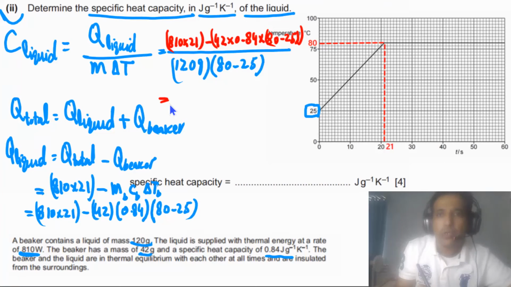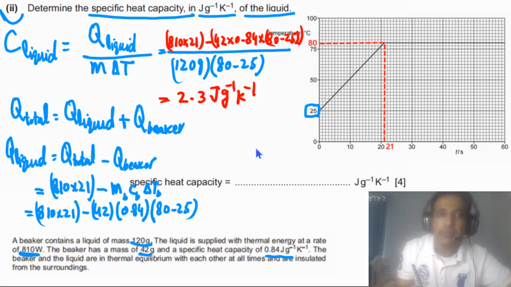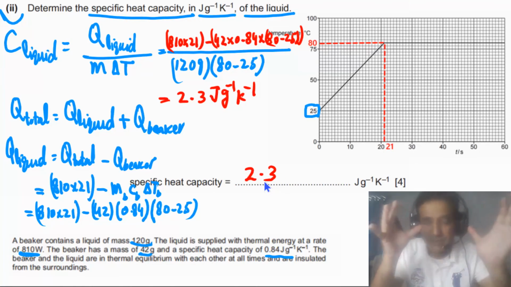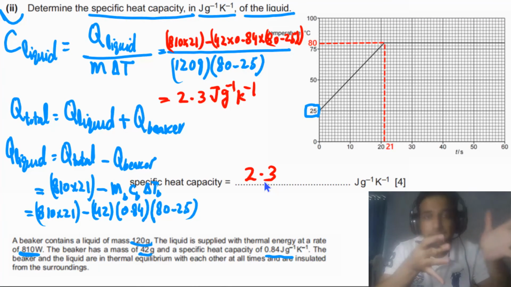Now if we solve this one, we can find out the value of C for the liquid, and this has to be equal to 2.3 joules per gram per Kelvin. So our answer is 2.3. A beautiful question, how to answer questions about thermal capacity, meaning specific thermal capacity.